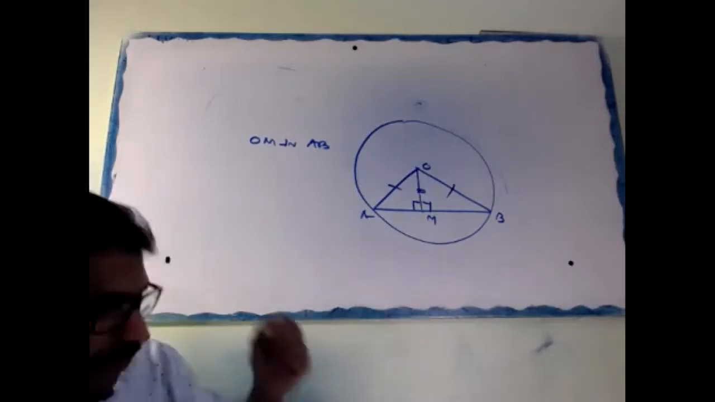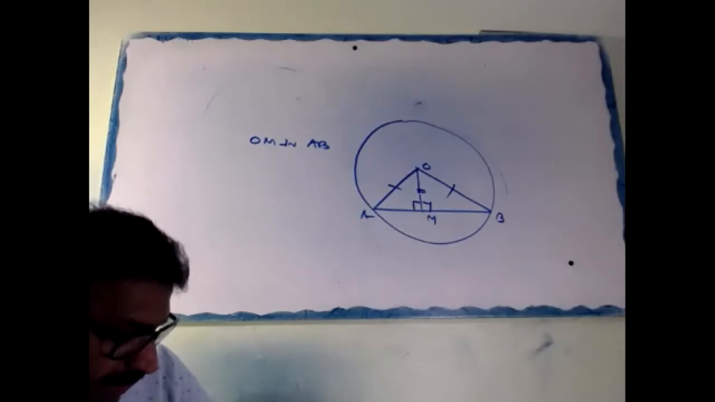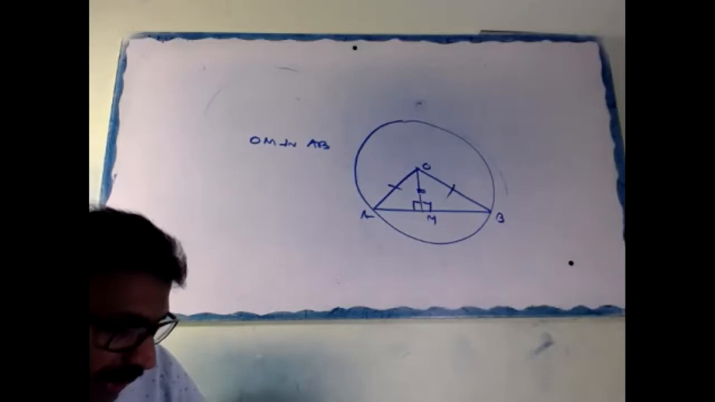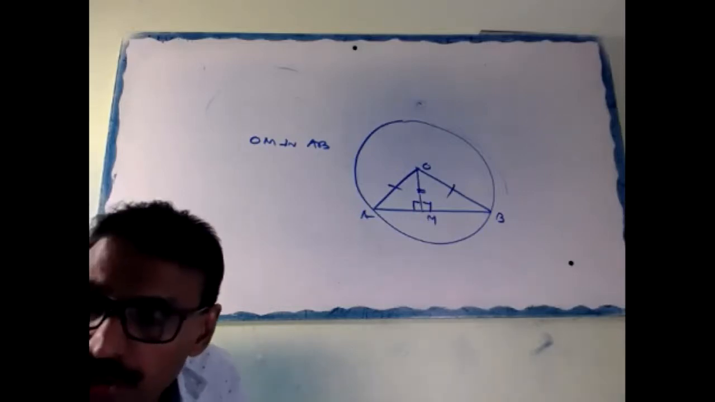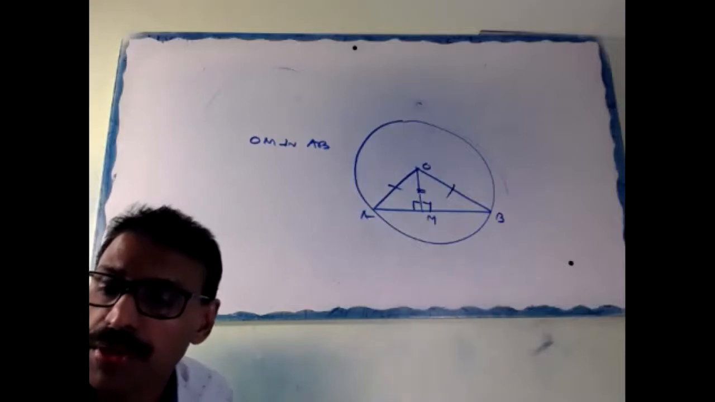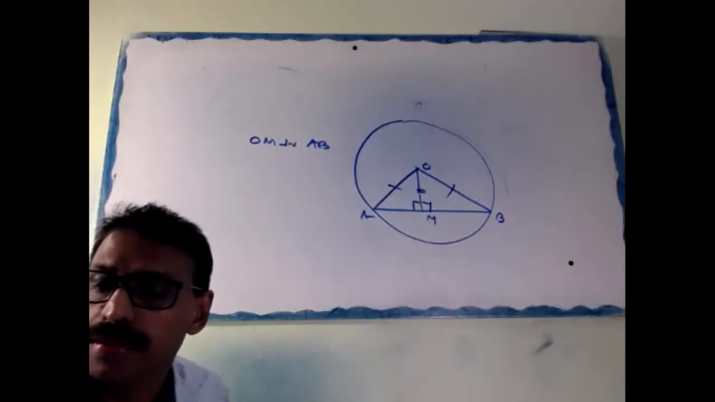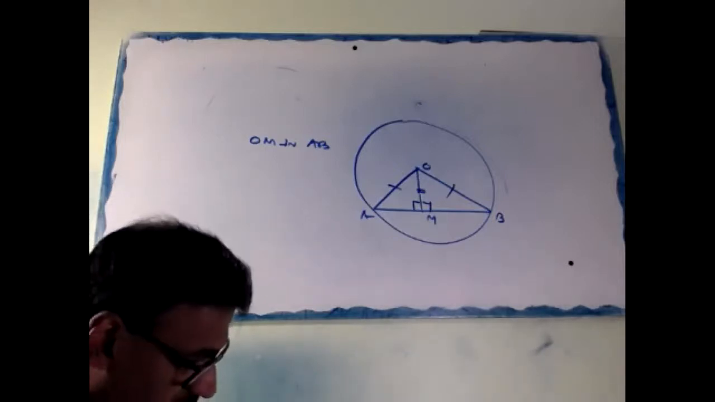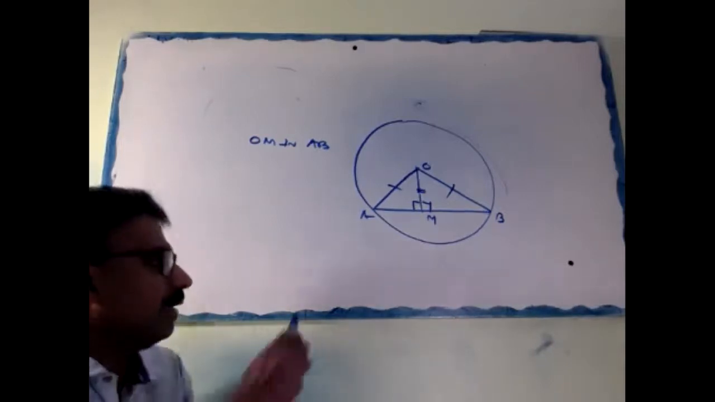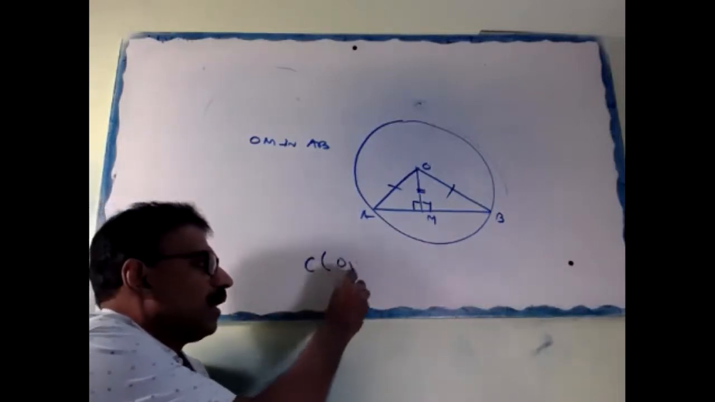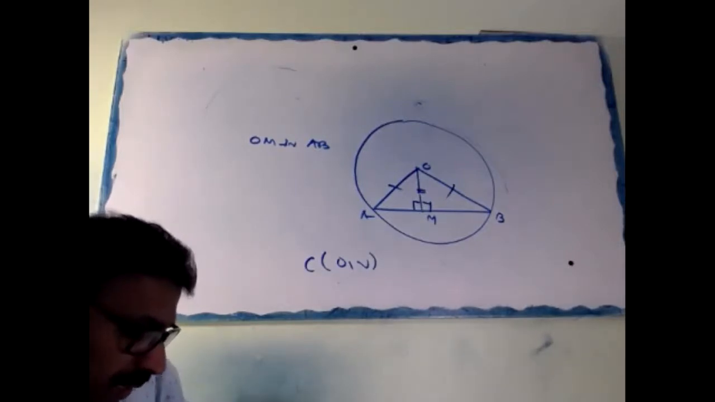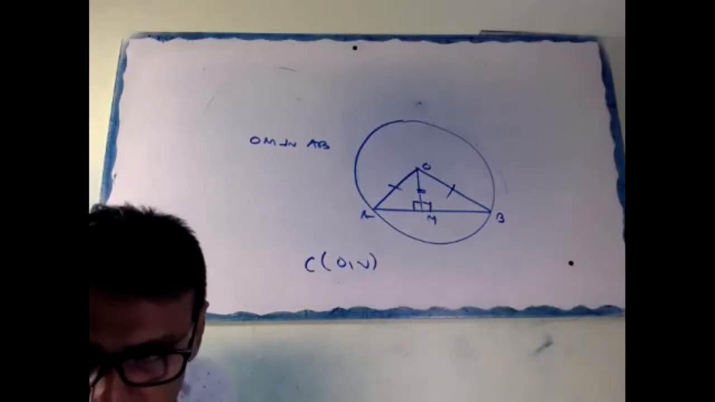Okay, now write Given. Given a chord AB of a circle, right? Listen. Yes, I'll give the note. Wait. A chord AB of a circle with center O and radius R.